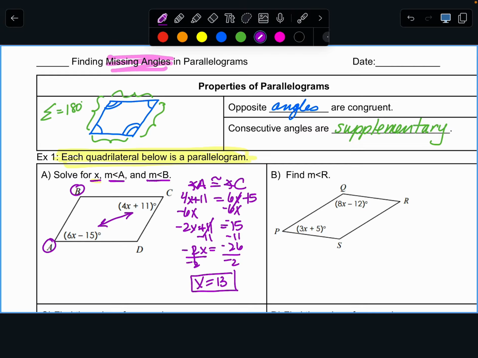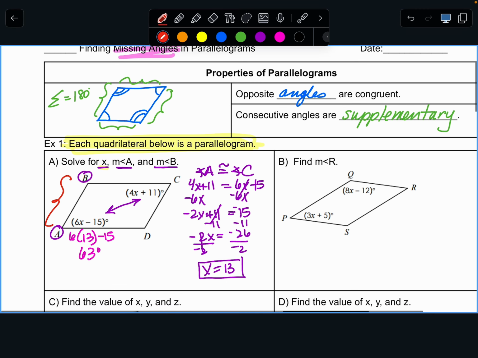Now I've got to do some more math. So I need A. So I'm going to come over here and go, okay, well, that's 6 times 13 minus 15. All I did was substitute the x in. So that gives me 63. What do these two together need to equal? 180, right? Those are consecutive angles. So I can say 180 minus 63 is 117. So that's angle B. So angle A is 63 degrees and angle B is 117 degrees.